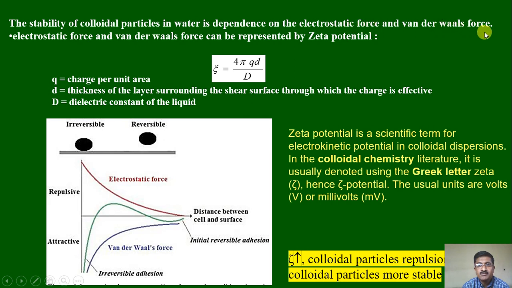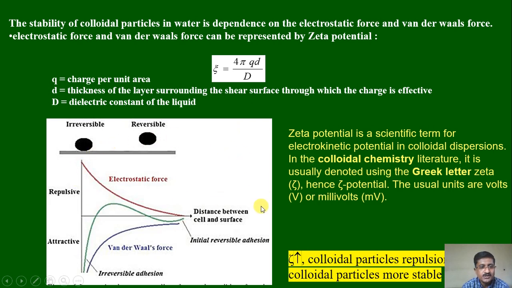If you see this, the stability of the colloidal particles in the water is dependent on the electrostatic force and the van der Waals forces. Now, electrostatic force and van der Waals forces can be represented by the zeta potential, and that zeta potential is given by this formula. This symbol stands for the zeta, 4 pi q d divided by capital D, where q is the charge per unit area, small d is the thickness of the layer surrounding the shear surface through which the charge is effective, and capital D is the dielectric constant of the liquid.